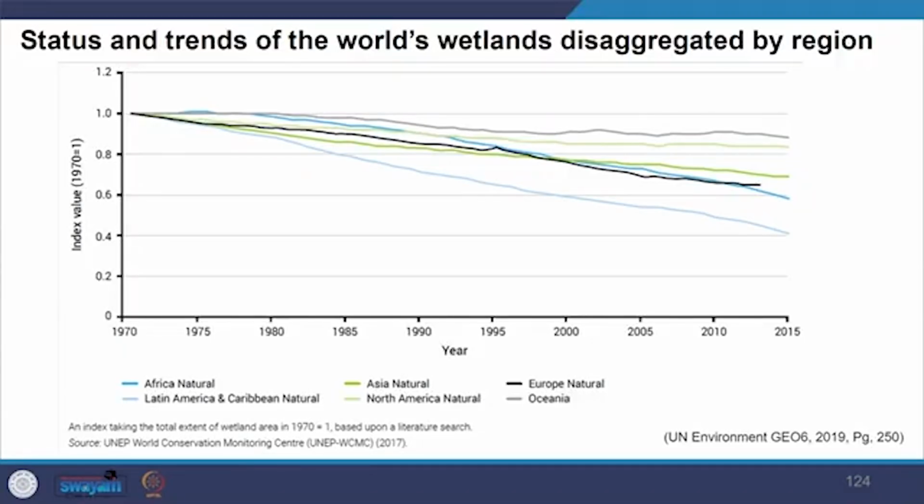It does a lot of things, such as providing regulatory and supporting ecosystem services. We'll also see all these in the ecosystem services in the methods section where we study that. In the image you can see the status and trends of the world's wetlands, disaggregated by region. Look at the dark green line, which indicates the trend in Asia. You can see here how the wetlands are reducing, so pay attention to the dark green line.